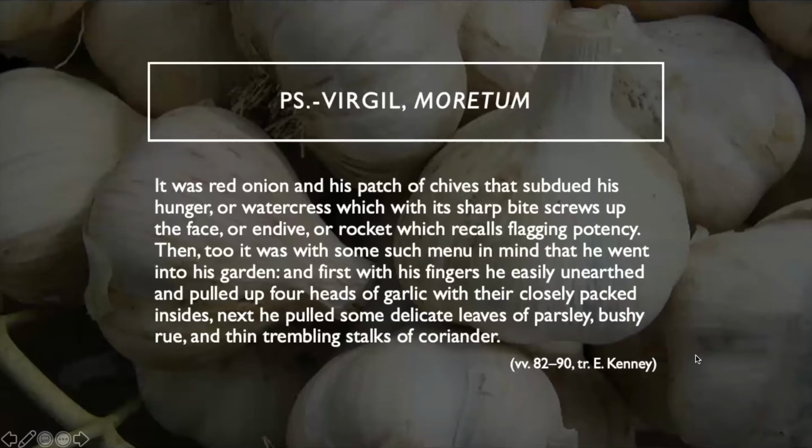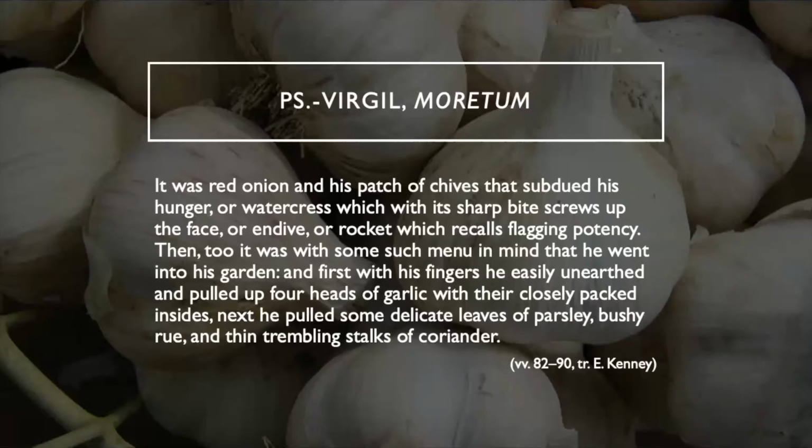Yet, of course, Simulus, whose name means snub-nosed, is a kind of parody of high culture. He is himself a poet. And that's because at the point here, which is marked by ring composition, where the garden digression, the description of the vegetables he grows in his garden, ends, and he enters that same garden here, it was with some such menu in mind that he went into his garden. This point of ring composition involves him planning some such menu.